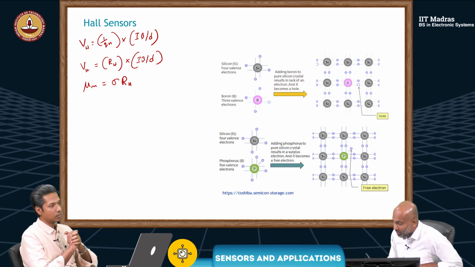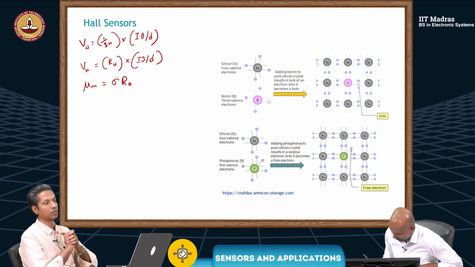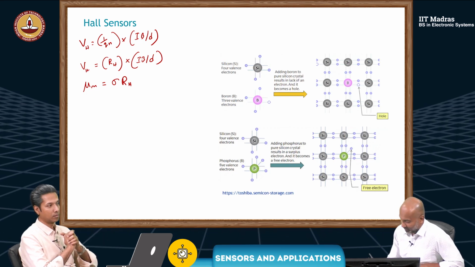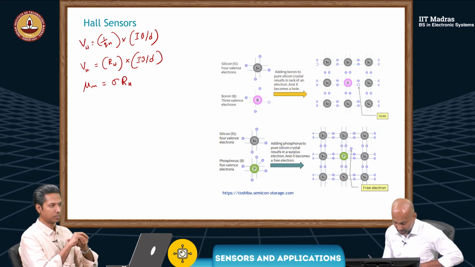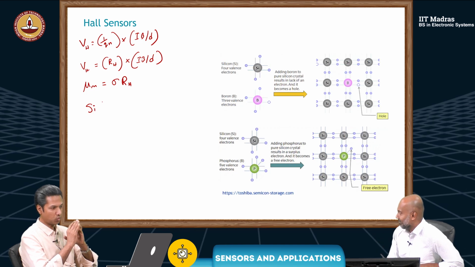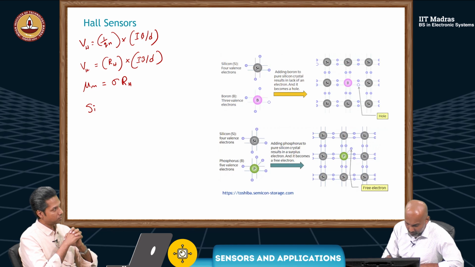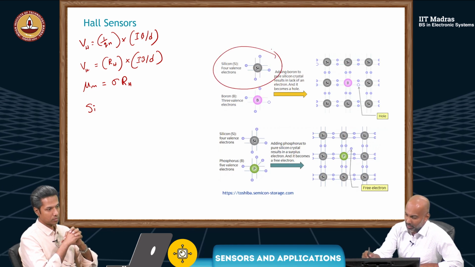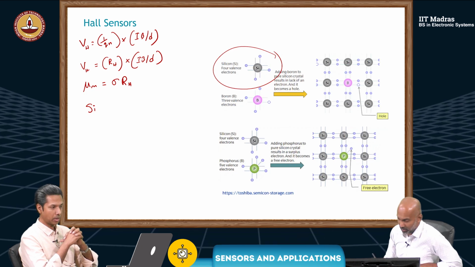However, it's more pronounced in what we call semiconductors. Okay. Why? Because semiconductors have lower carrier density. Now, if you talk about silicon, which is probably the most widely used and probably the most popular, no? Yes. Silicon. This is a silicon atom here. It has 4 covalent electrons. Yes.